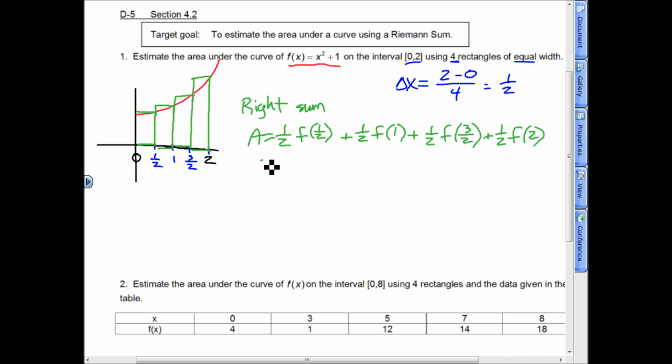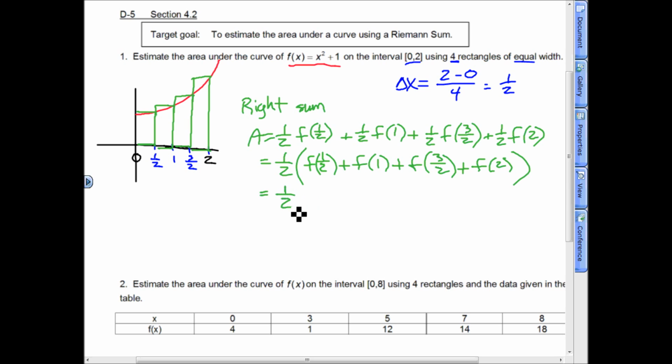Now I work through and figure out what these values are. To save a little bit of time, I'm going to factor a 1/2 out of each of these terms, because every one of those 4 terms has one: f of 1/2 plus f of 1 plus f of 3/2 plus f of 2. Now what do I do for this area? Well, f of 1/2: go to the original function. What's 1/2 squared? 1/4 plus 1, that's 5/4. F of 1, 1 squared is 1 plus 1 is 2. F of 3/2, 3/2 squared is 9/4 plus 1 is 13/4. F of 2, 2 squared is 4 plus 1 is 5.